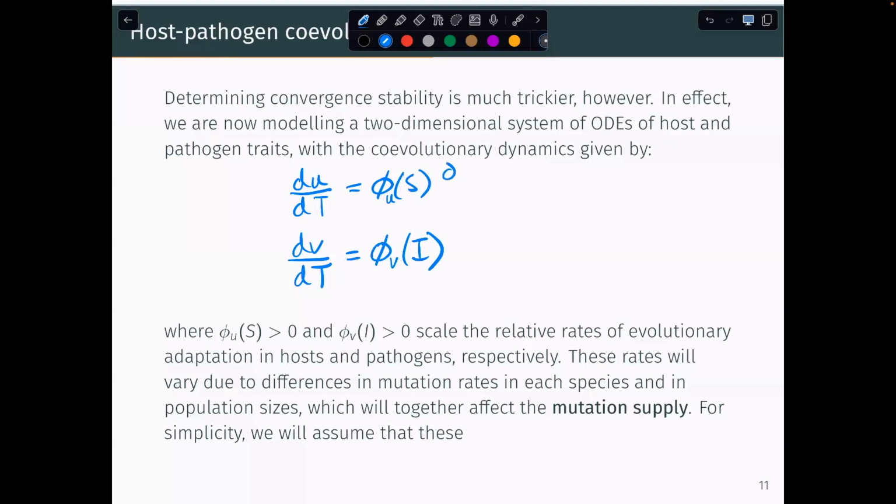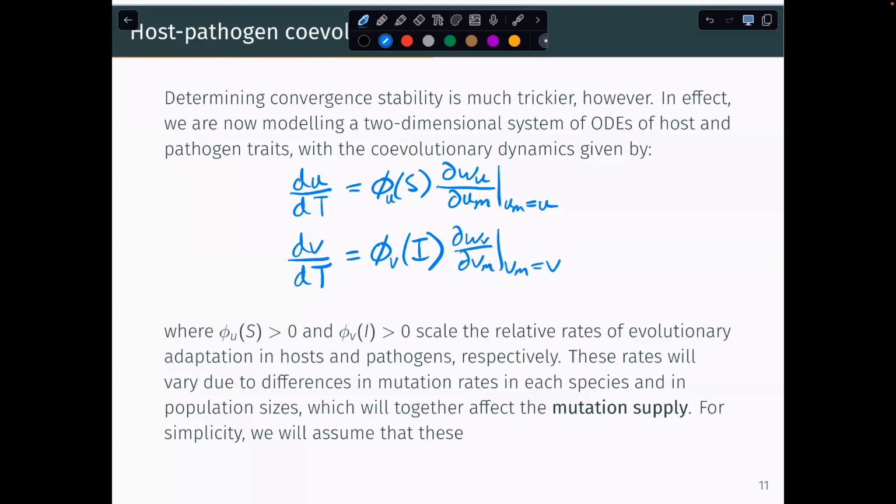And then these traits are evolving subject to our selection gradients, which we've written down. I'm writing down in its full form here. This is just S of U and V. And I'm writing them as our derivatives of our invasion fitness evaluated at U or V, for reasons that will become apparent soon.